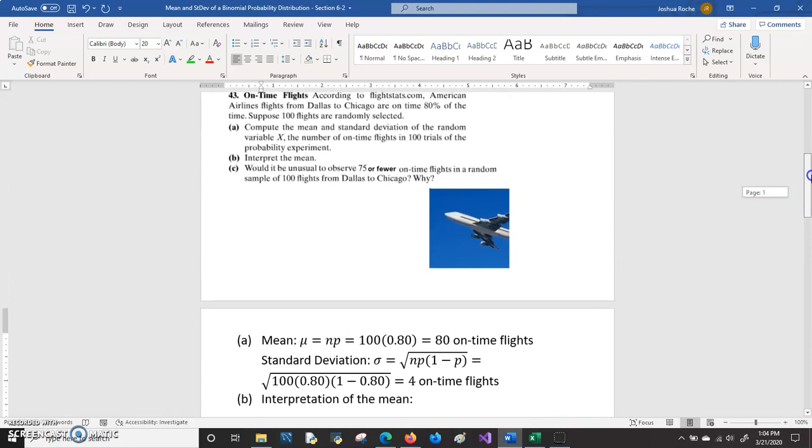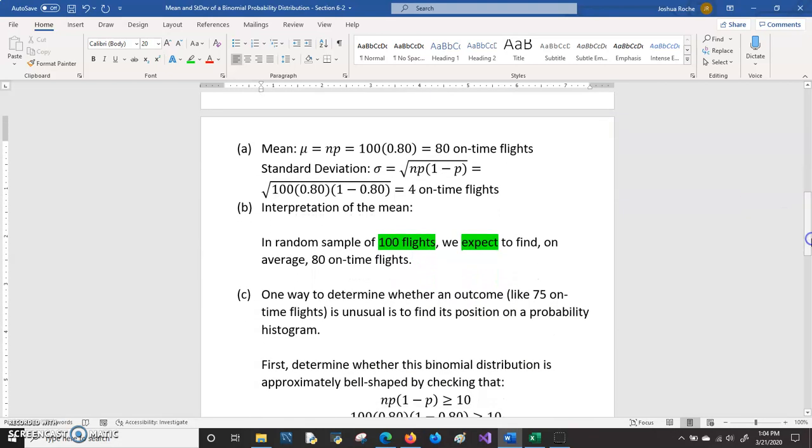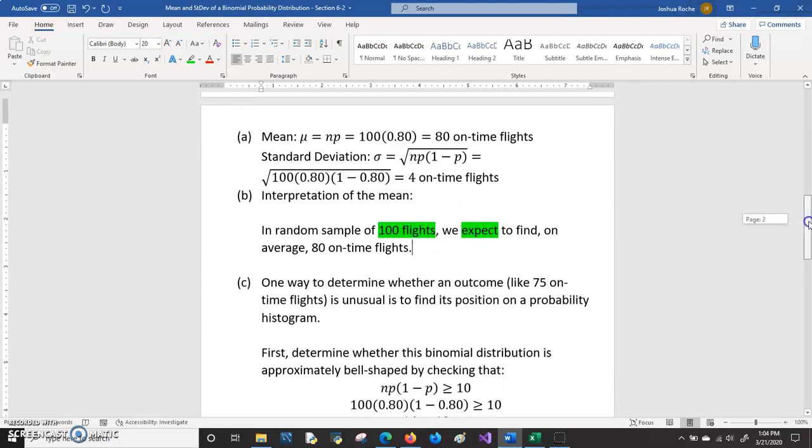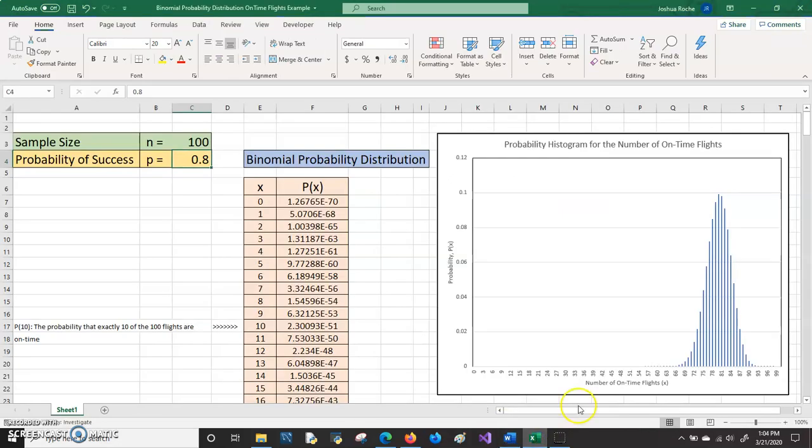Part C of the problem says, would it be unusual to observe 75 or fewer on-time flights in a random sample of 100 flights from Dallas to Chicago, and why? One way to check to see if something is unusual is to find its position on the probability histogram. So let's take a look back at this histogram.